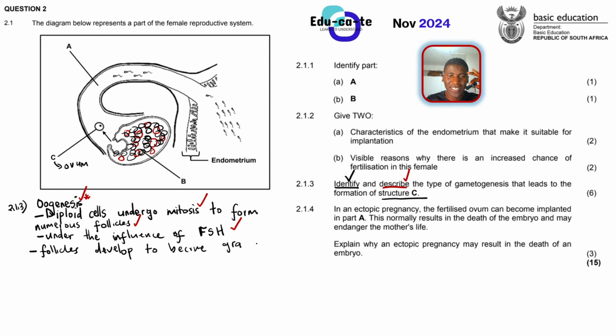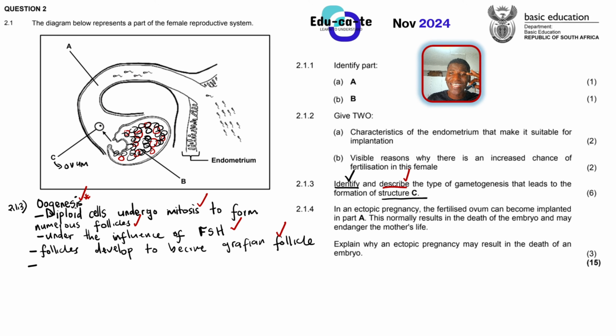So we are trying to say that FSH is the one that is causing these follicles to become bigger and bigger, because these follicles have been formed when diploid cells were multiplying continuously. So now we just need FSH, and FSH will make those follicles become bigger and bigger, and they will become a Graafian follicle. And then what will happen to this Graafian follicle?